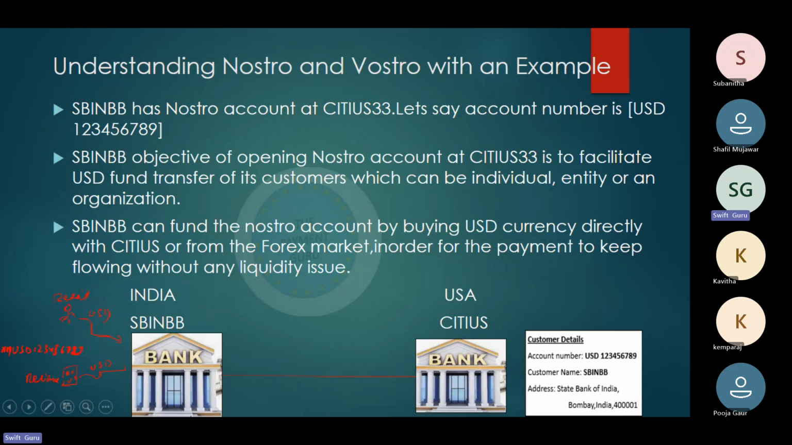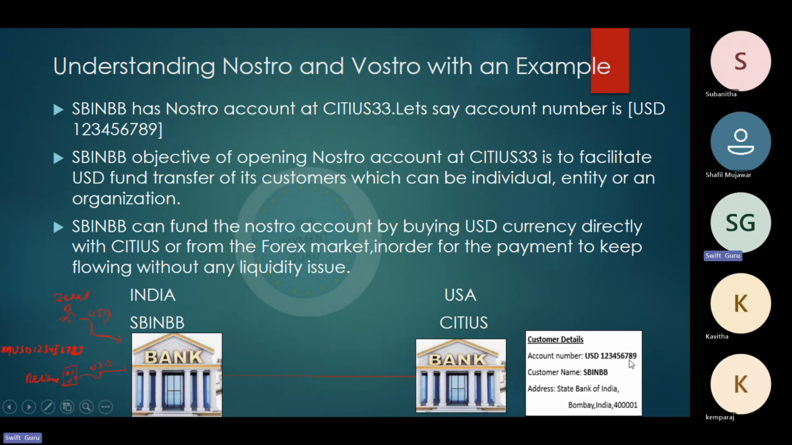So the account is now open at CTS Bank. This account number is USD 123456789, for example. From the State Bank of India's point of view, the account is called a Nostro account. The definition of a Nostro account: when our bank, State Bank of India, maintains an account in a foreign bank, CTS being a foreign bank, in foreign currency, here the account currency being USD, this account is called a Nostro account.